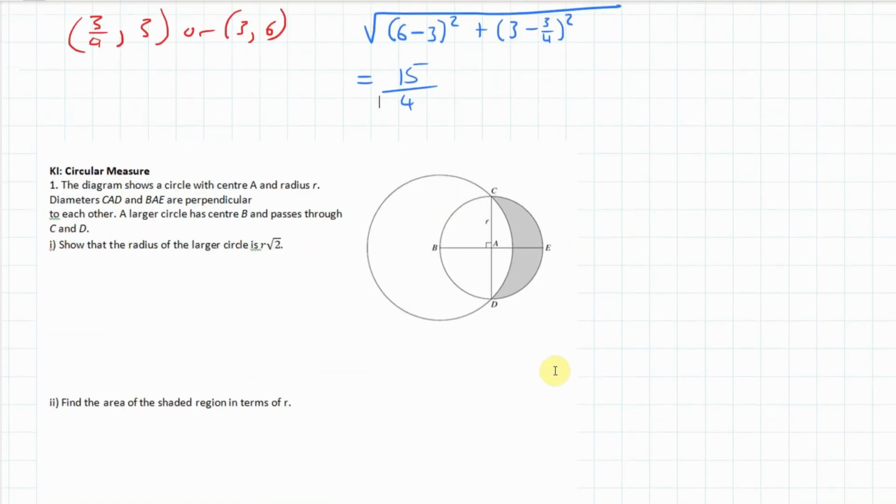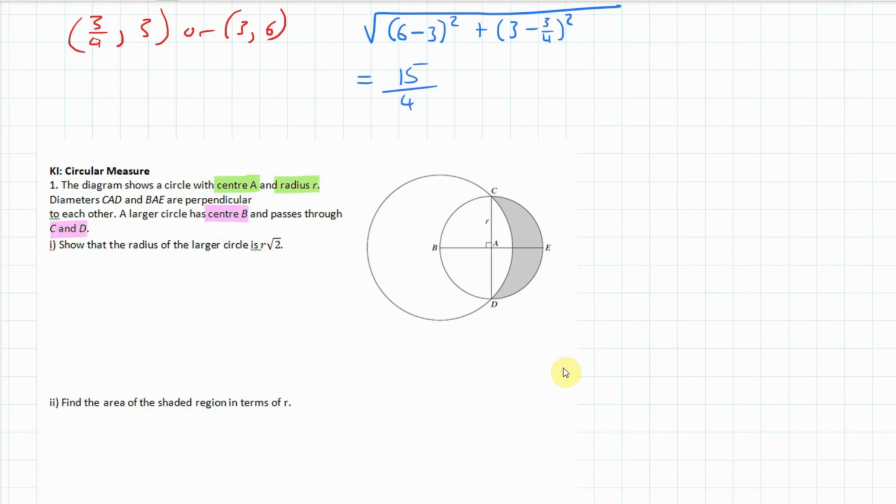Now the next one, oh, this looks interesting, could be tricky. Okay, so the diagram shows a circle with center A and radius r. Diameters CAD and BAE are perpendicular. Okay, right, that's helpful. And then we've got a larger circle, centre B, that passes through C and D. And we've got to show that the radius of the larger circle is r square root 2.